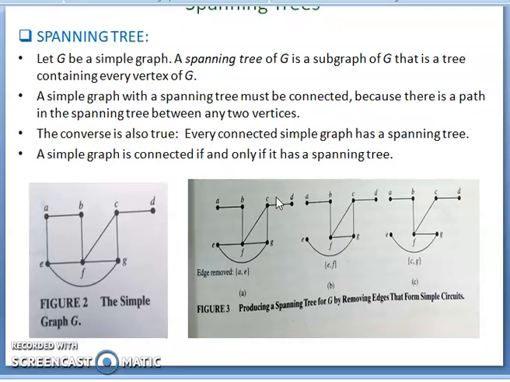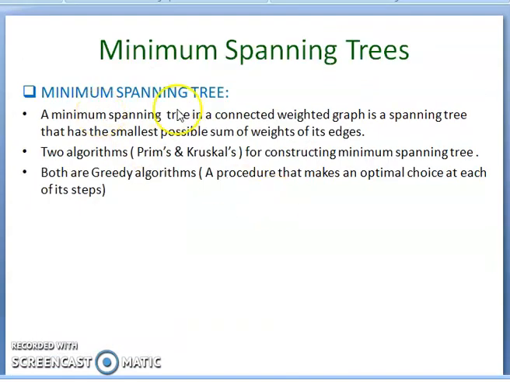So minimum spanning tree is another concept. A minimum spanning tree in a connected weighted graph, where each and every edge has a weight, is a spanning tree that has the smallest possible sum of weights of its edges. So the sum of weights of all edges is the least value, right?